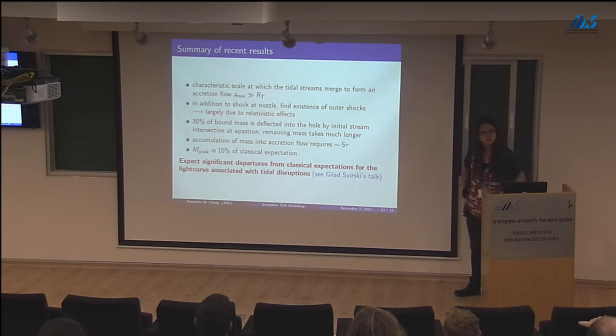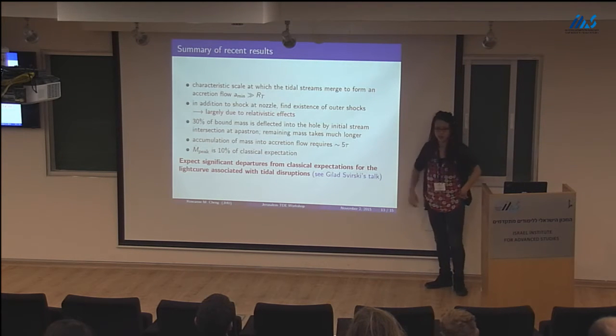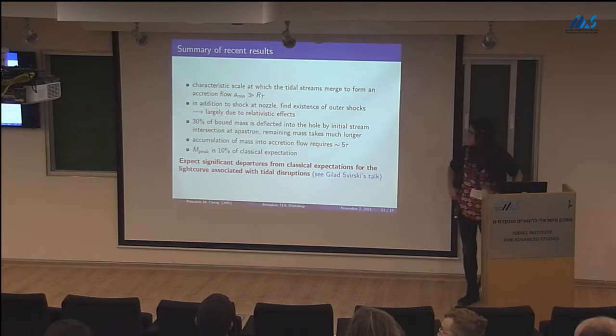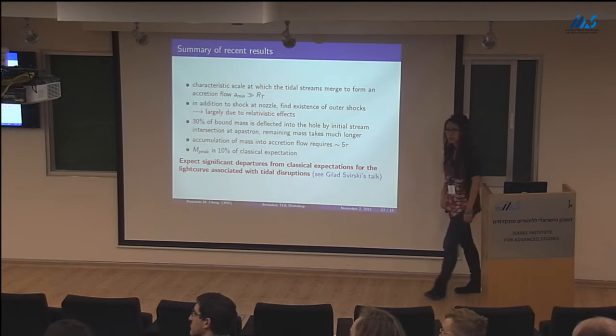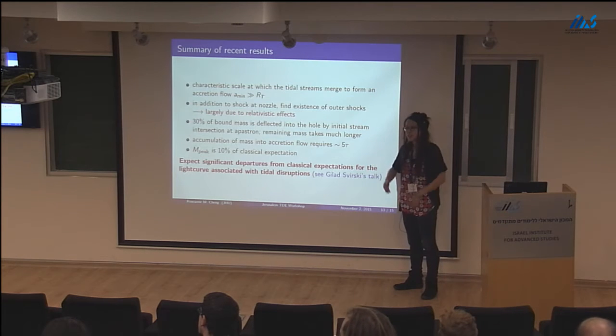Okay. Gilad will talk about the fraction of bound mass deflected into the hole for the 10 to the 6 mass ratio case, because presumably that number is from the simulation. This is from our simulation with the roughly 10 to the 3 solar mass black hole. I'm not sure what Gilad's going to talk about, but I know that he's going to talk about the outer shocks. When you say deflected into the hole, you mean deflected into the 30 RG, right? Right. The accumulation is calculated at the inner boundary condition at 30 RG.